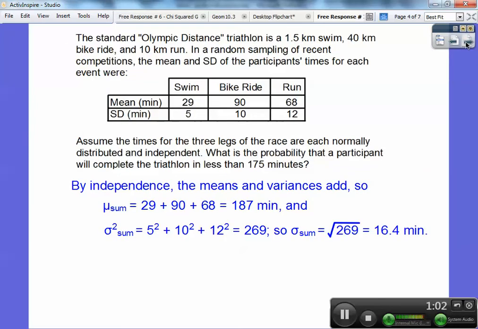Okay, so by independence, you guys, the means and the variances add. So I'm going to go ahead and add these means, you guys. So when I add them all together, I get 187 minutes. So the mean time is 187 minutes.